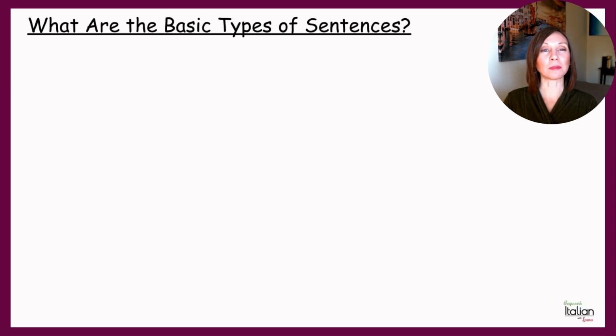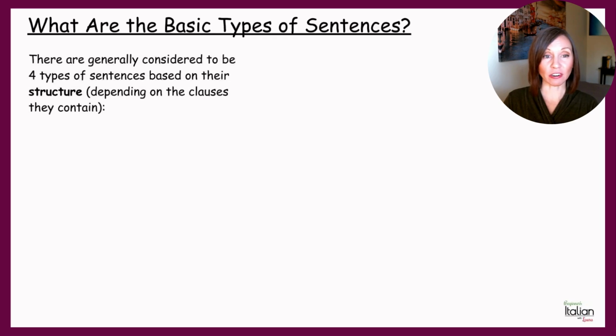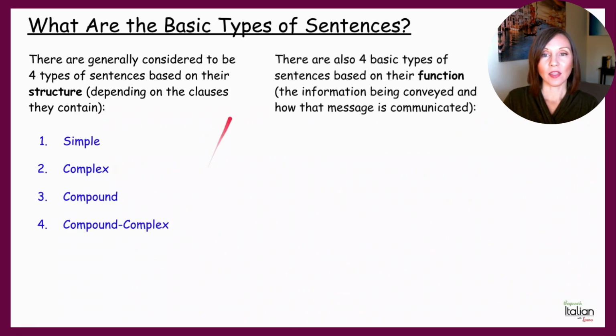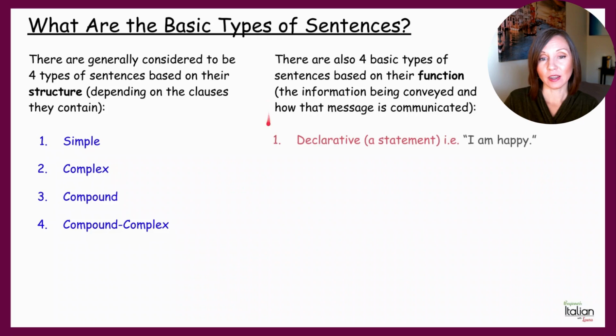So, what are the basic types of sentences? There are generally considered to be 4 types of sentences based on their structure, depending on the clauses they contain. So, we have simple, complex, compound and compound complex sentences. There are also 4 basic types of sentences based on their function, or the information being conveyed and how that message is communicated.